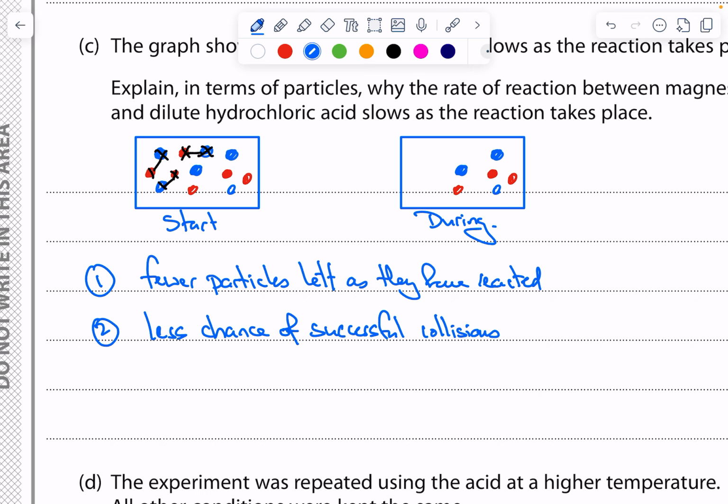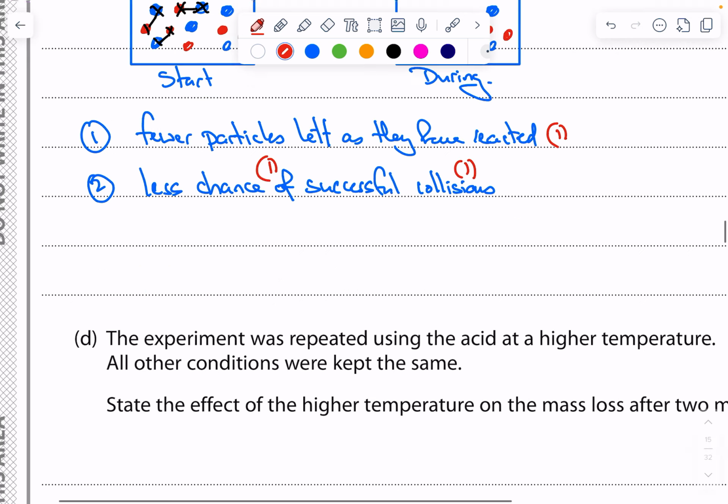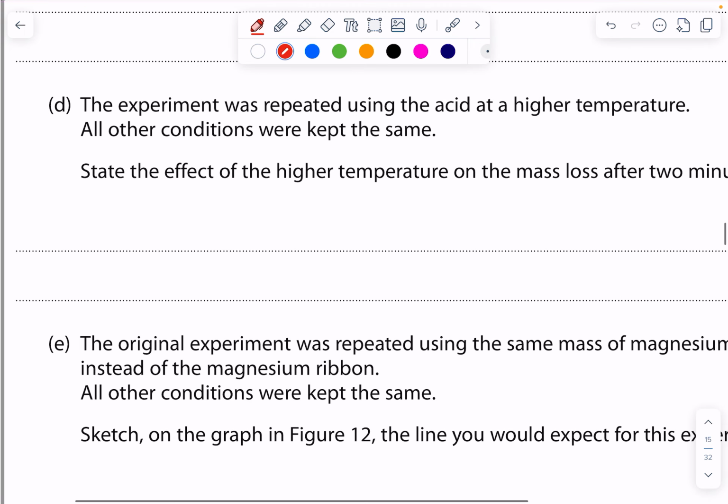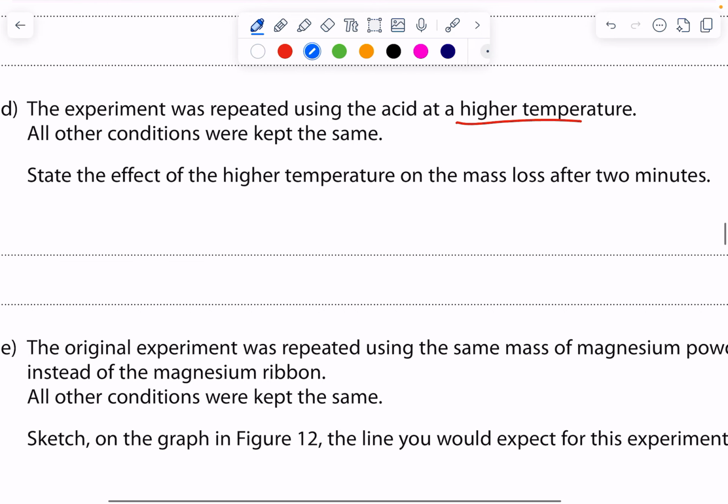Okay, so for this, you're going to get 1 mark for stating fewer particles, 1 mark for saying less chance, and then 1 mark for these types of collisions. 3 marks for your answer. The experiment was repeated using a higher temperature. All the other conditions were kept the same. Explain the effect of higher temperature on the mass.